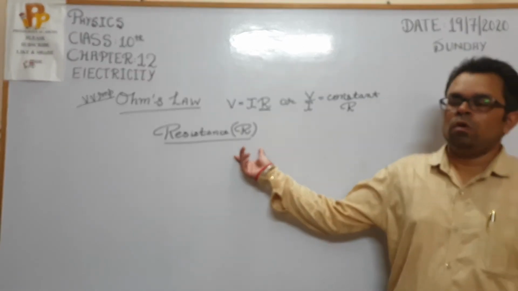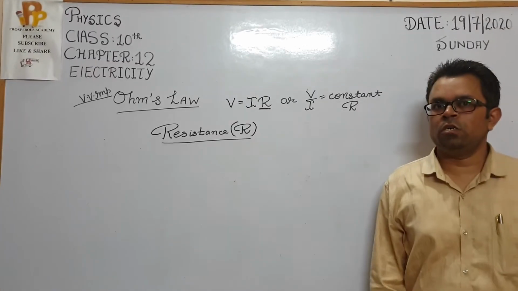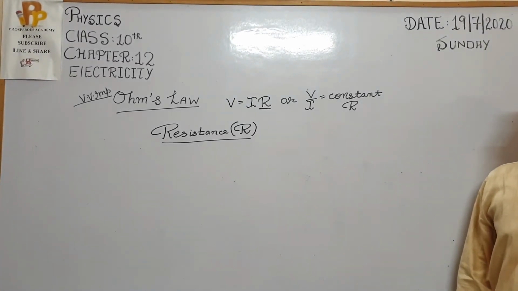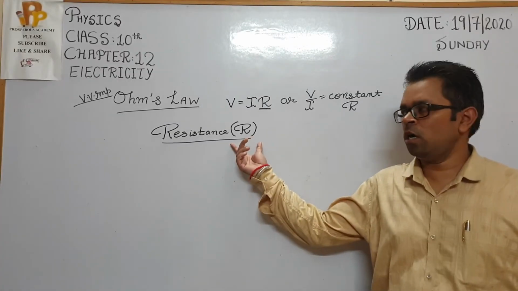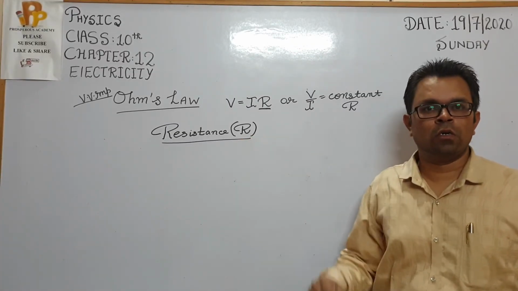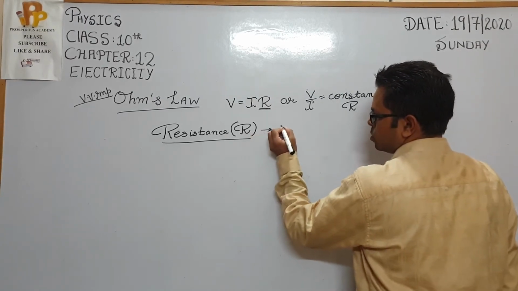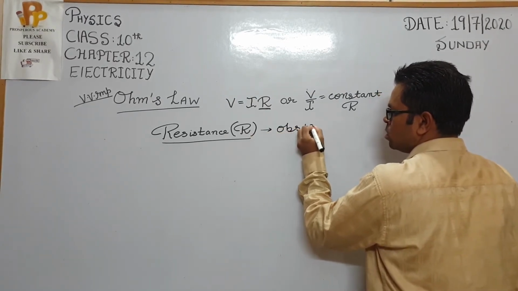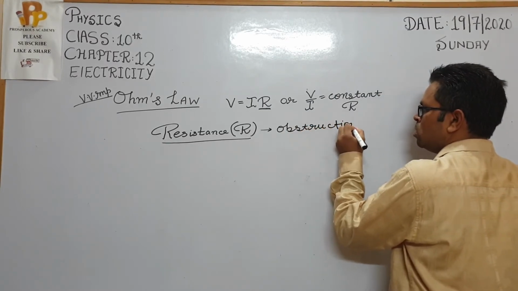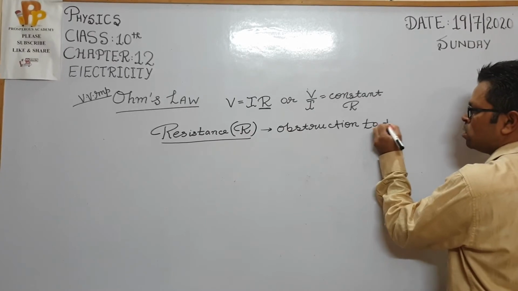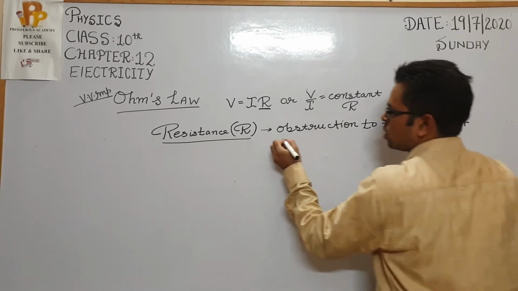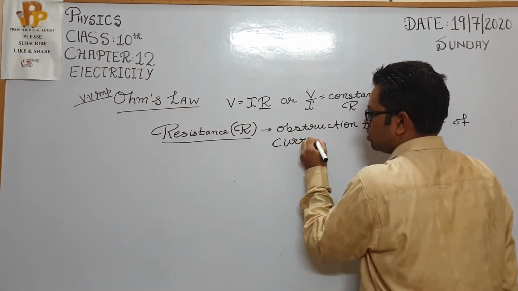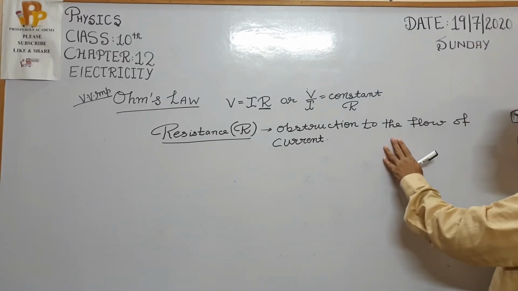Resistance क्या है बेटा? When you compare it with friction, you know that friction just opposes the motion of the body. Same in the case of electricity बच्चे, that obstructs the path of the current, or you can write it as obstruction to the flow of current. That is a simple definition of resistance.